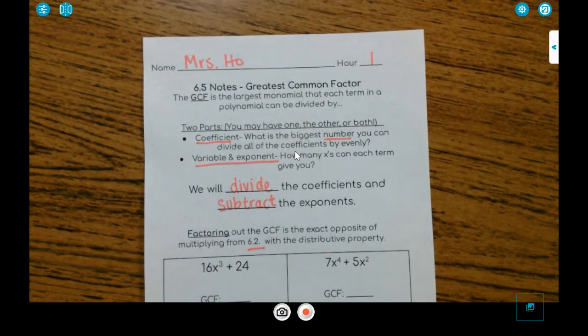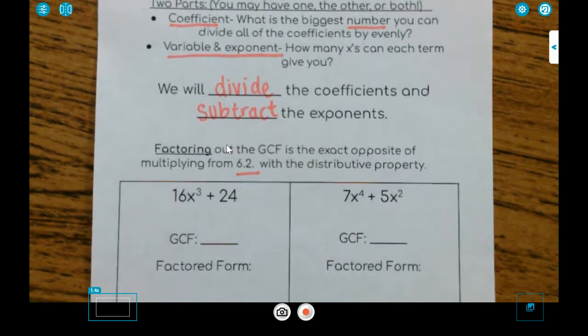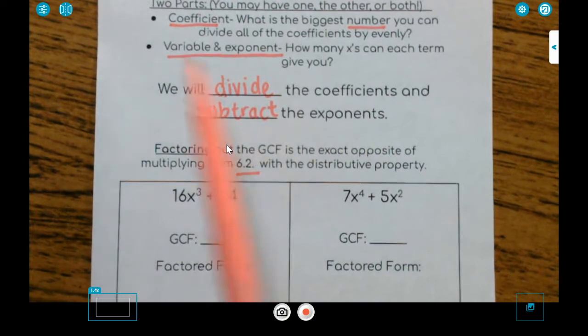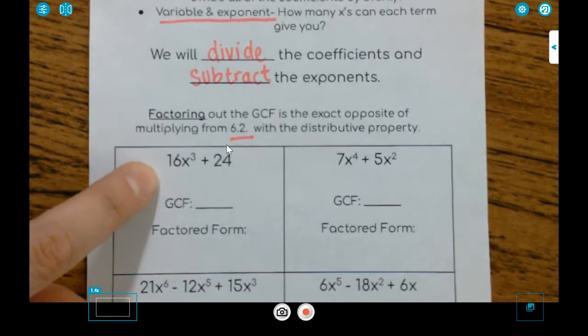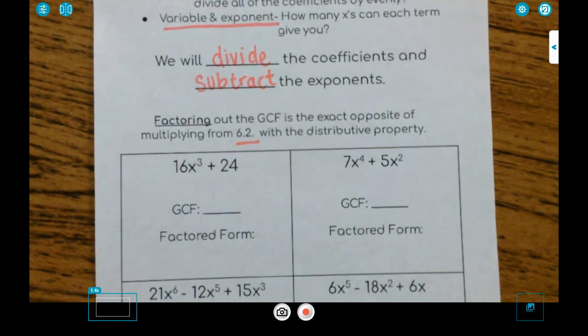The first thing that we have to do is figure out what we're going to divide out, though. That's probably the most challenging part about today. But once you figure it out, then you just do it. Like I said, sometimes you're going to have a coefficient, sometimes you're going to have a variable and exponent, sometimes you'll have both. This first one only has a coefficient. So we've got 16x cubed plus 24. We have to ask ourselves, what is the biggest thing that we can divide both 16 and 24 by? 8. So we can divide both 16 and 24 by 8.